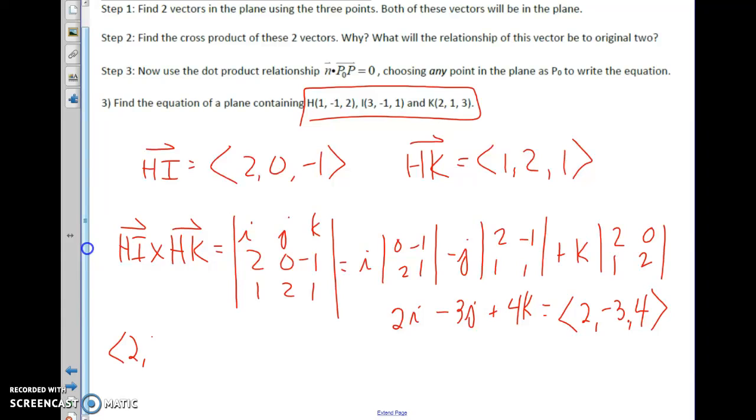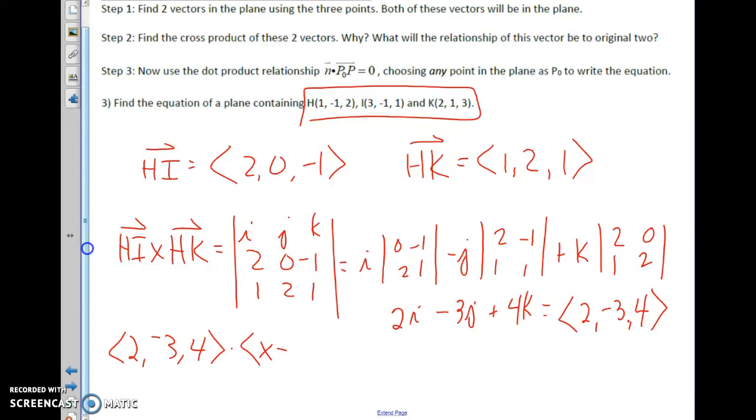I'm going to take that and dot it with x minus any one of the points. If one of these points had several zeros as its coordinates, that's probably the one I'd choose because I'd have less work in expanding it. It doesn't matter which one, it's going to simplify to the same equation regardless.